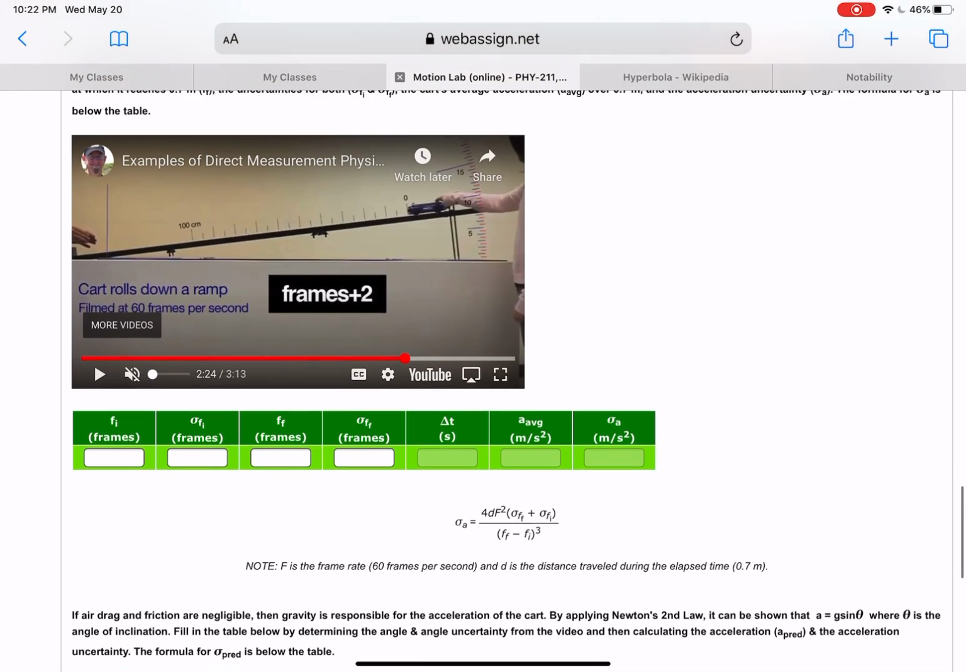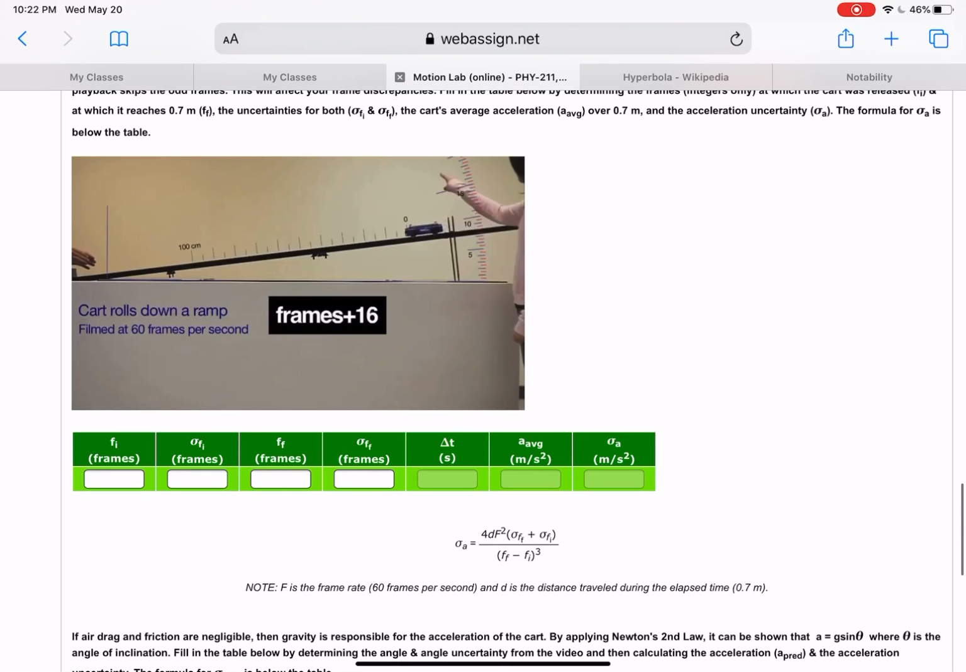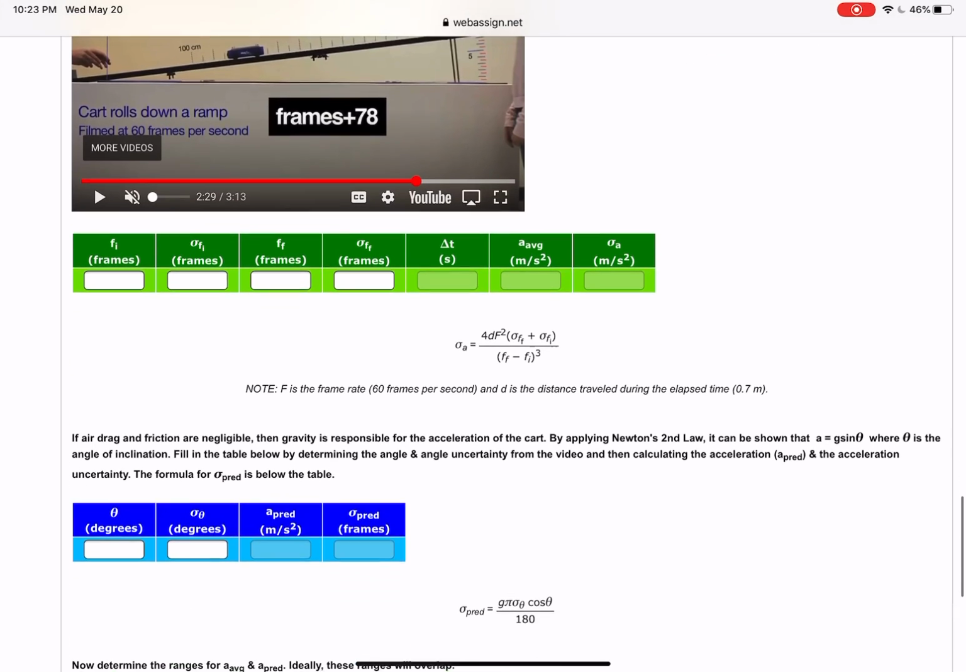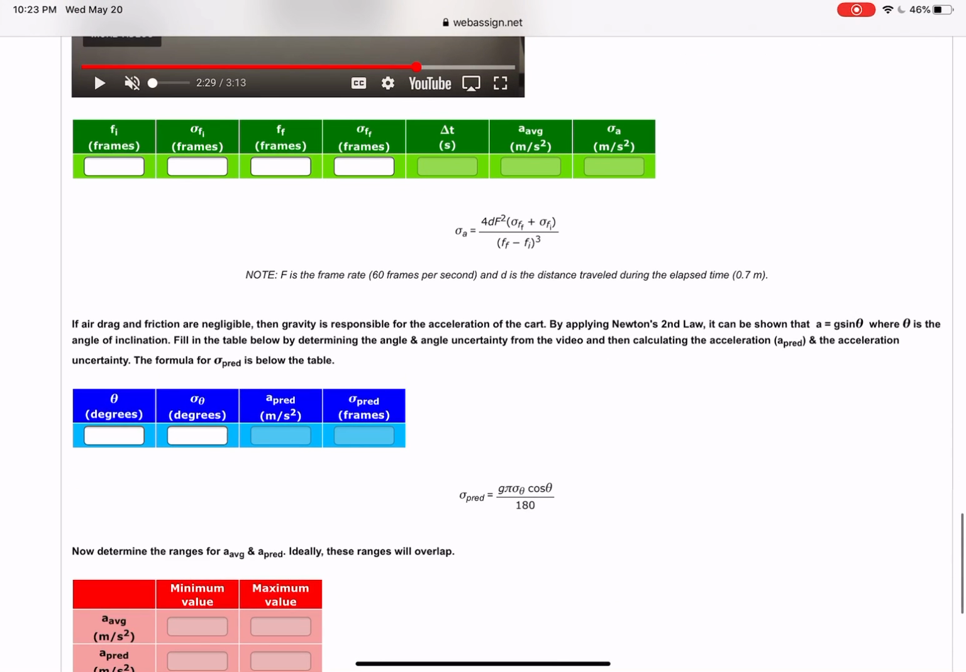Now, the thing is, this cart's going down a ramp. Let me play the video. You can see it's going down the ramp. Well, we can actually use Newton's second law to predict what the acceleration should be. And the formula is given here. It says the acceleration is g sine theta, where theta is the angle of inclination. g is just the free fall acceleration. That's 9.8 meters per square second.